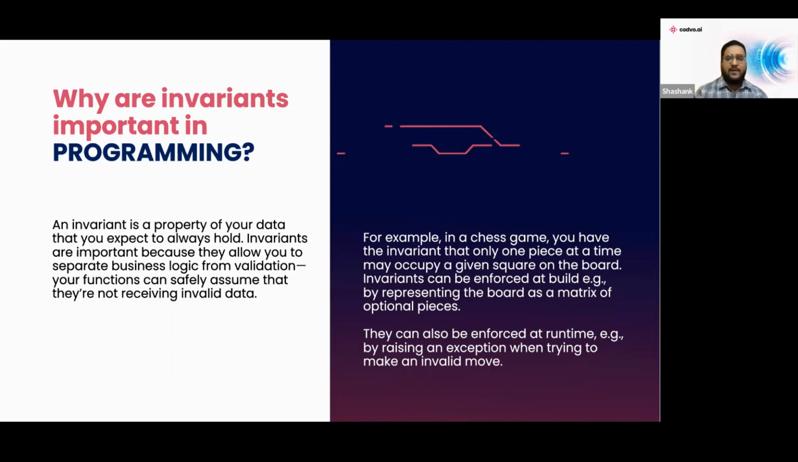So for example, we can take a chess game. You have an invariant that only one piece at a time may occupy a given square on the board. Invariants can be enforced at build time, representing the board as a matrix of optional pieces. They can also be enforced at runtime, by raising exceptions when we are trying to make an invalid move.